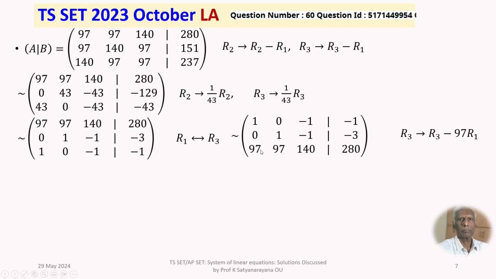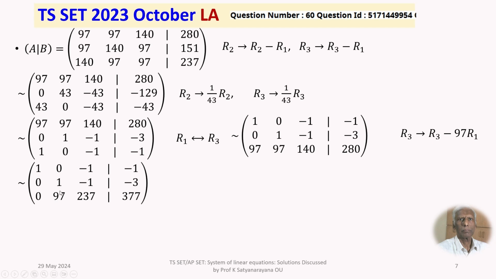Do it. This will be equal to first row as it is, second row as it is, third row 0, 97 is there, and this is 97 times minus 1, minus 97. You have to subtract. That means it becomes plus 140 plus 97. So 237, like that. This will become 377. Agreed. Now it has become a very convenient form.